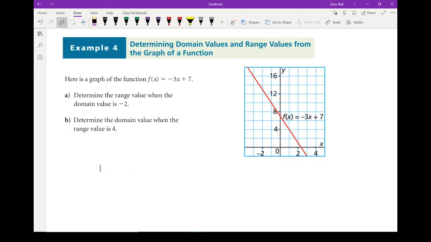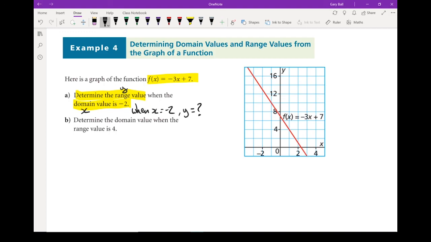Example 4. Determining domain values and range values from the graph of a function. So we're given a function, f of x equals negative 3x plus 7. We've got a picture of that function, so it has already been graphed for us. And all this is saying is, find the range value when the domain value is negative 2. Remember, range is y, domain is x. So it's saying, let's put this into a little better English, when x equals negative 2, y equals what?